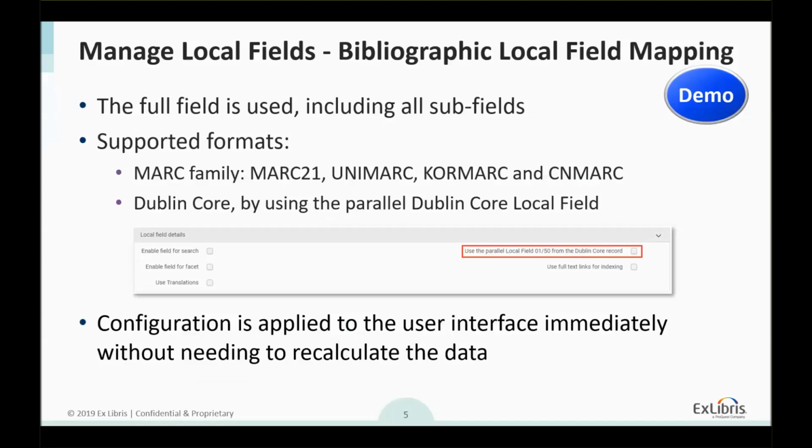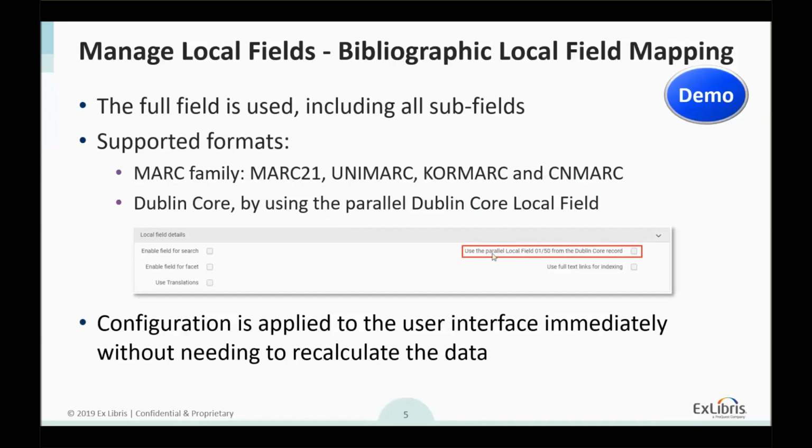The formats that we support in this method are all the formats that Alma supports, all the MARC family: MARC 21, UNIMARC, KORMARC, and CNMARC. We have a list for every MARC type. And we also support the mapping for Dublin Core records. This is by using the parallel Dublin Core local fields.